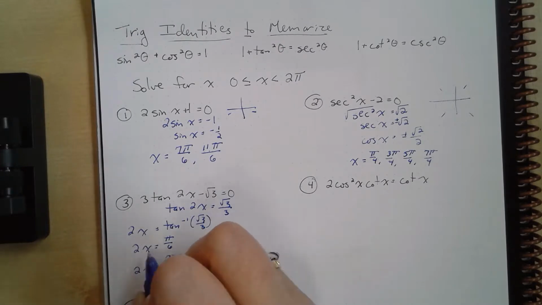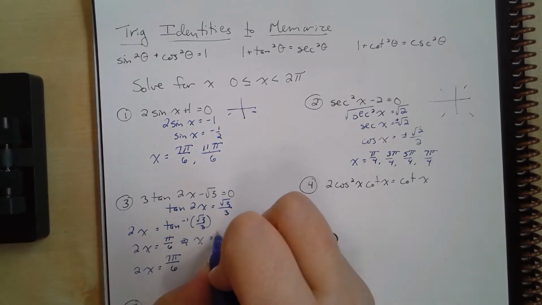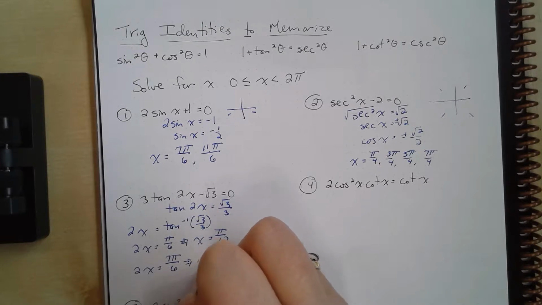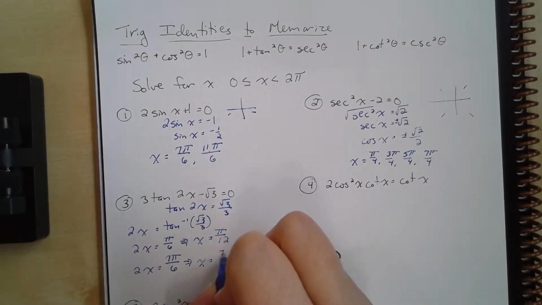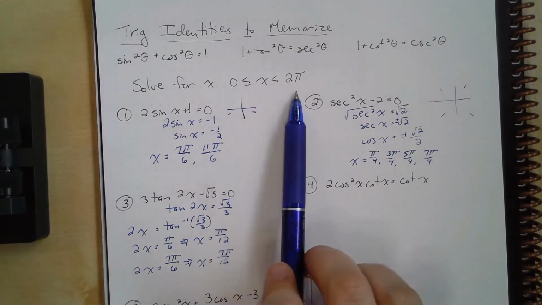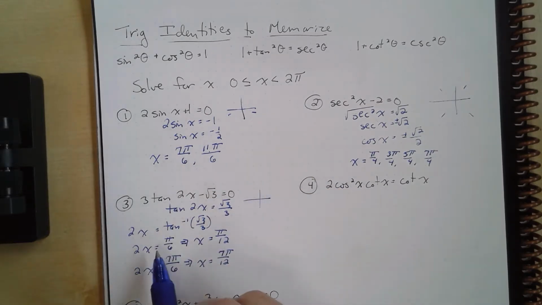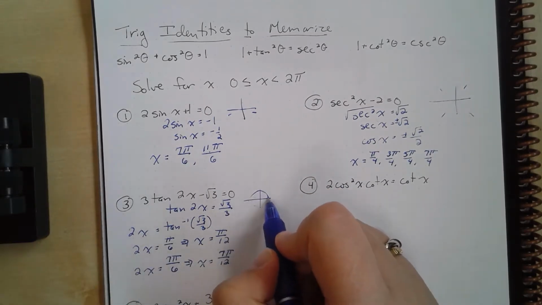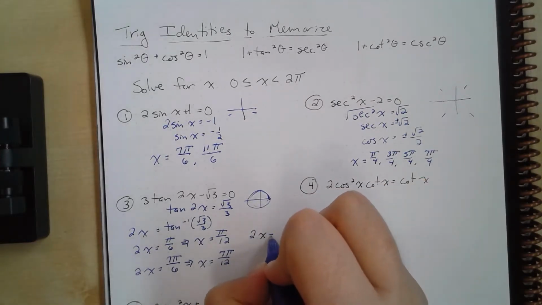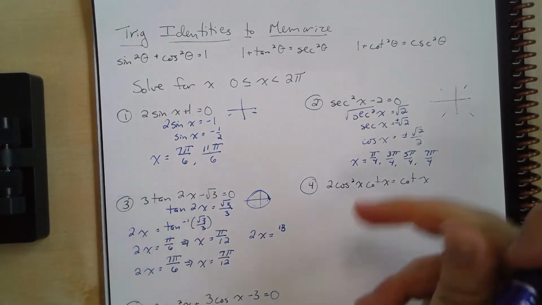Now I need to divide both sides by 2, so x is going to be equal to pi over 12. And here I'm going to have that x is going to be equal to 7 pi over 12. Now, we were actually asked to find this between 0 and 2 pi. So if I do this, and I've gone 2x, I need to go around this unit circle twice. So I also know that 2x could be equal to 13 pi over 6.